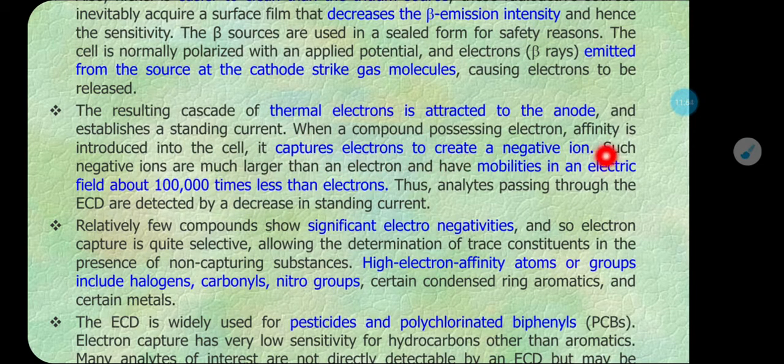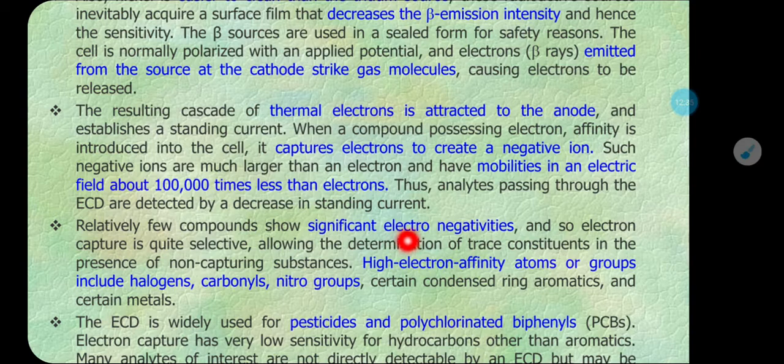When a compound with electron affinity passing through the path is introduced into the cell, it captures the electron and creates negative ions. Such negative ions are much larger than the electron and have a mobility in an electric field about 1 lakh times less than the electron. Thus the analyte passing through the ECD detector decreases the standing current, and this decrease in standing current is proportional to the amount of analyte present in the sample.